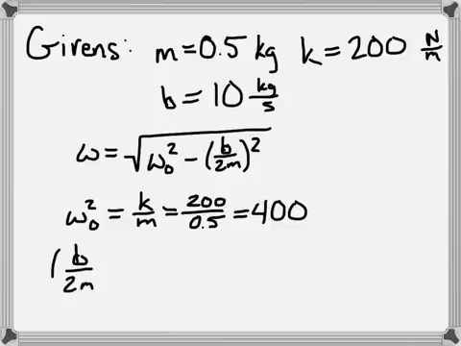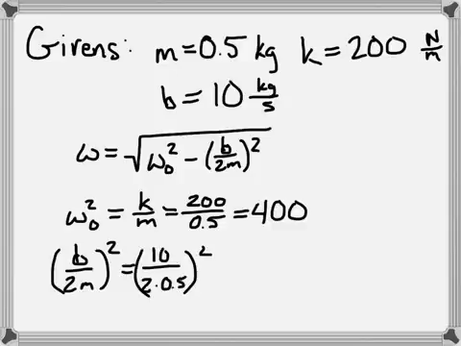And then I can ask myself, okay, what is (B divided by 2m) squared, which is the other term under the radical here. And so I plug in those values. 10 divided by the quantity 2 times 0.5. Well, the denominator happens to be 1, so I know that this value is 100.